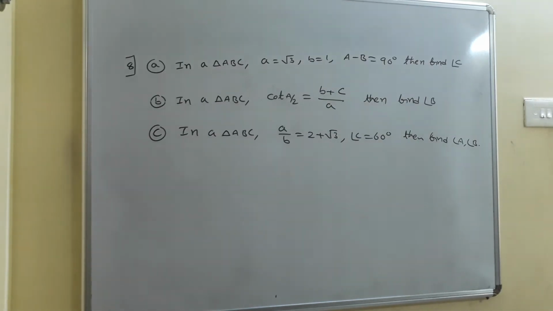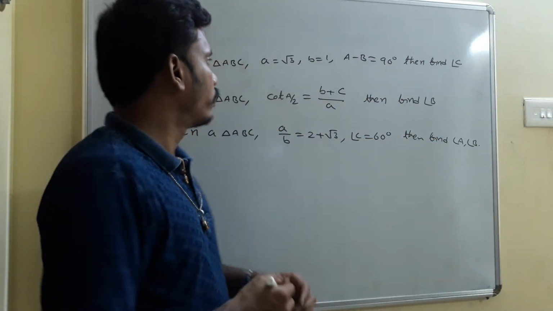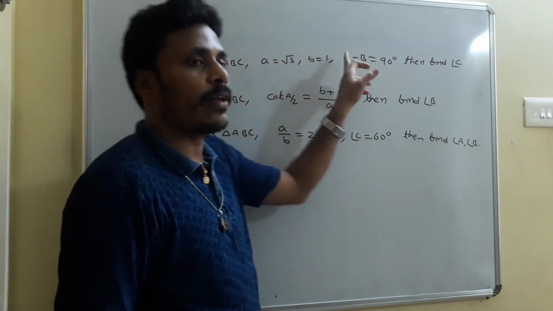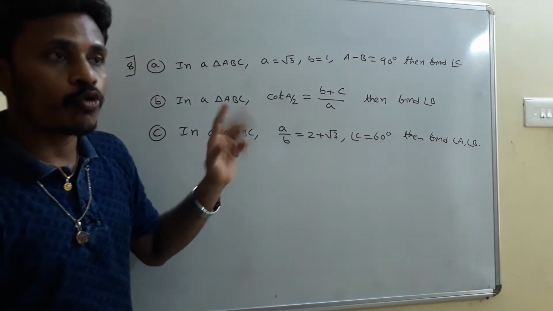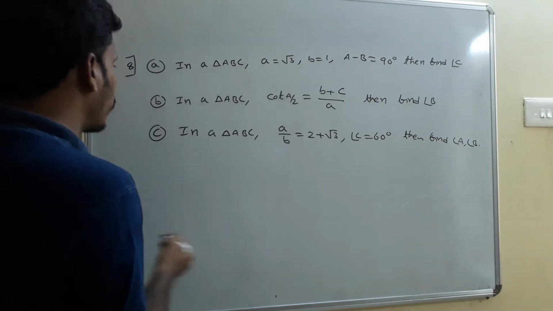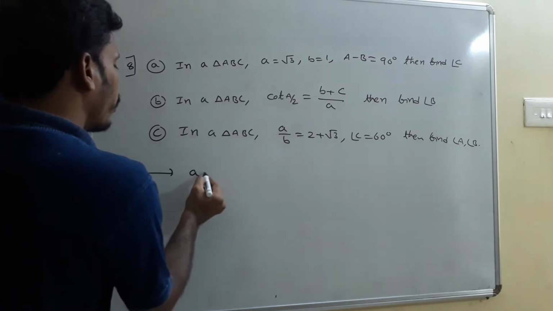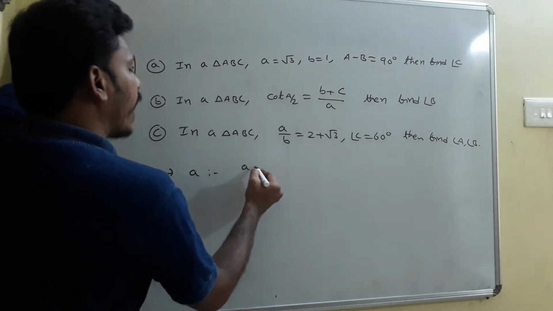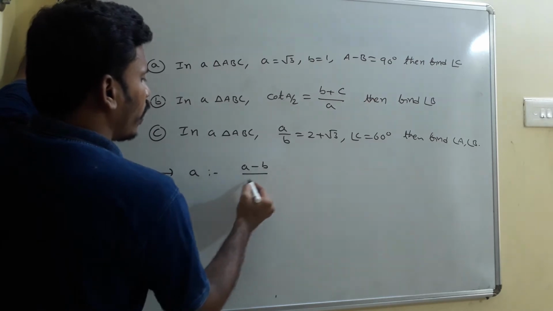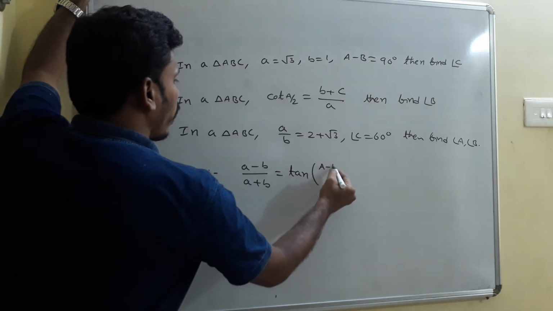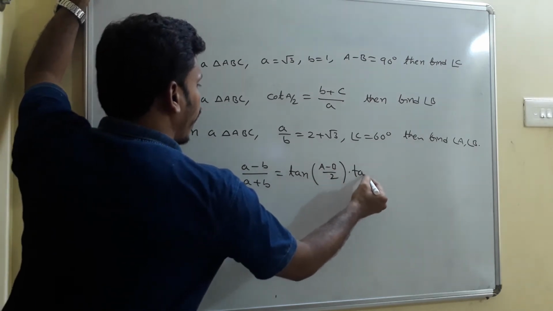Yeah, just look at those problems one by one. I will solve. Okay. First one. See, the first problem. In a triangle ABC, A is given, B is given, A minus B is given, and they are asking us to find angle C. Right. So see, A, B, A minus B, everything is involved. Angle C we need to find. So for this, we need to use the tangent rule: a minus b by a plus b is equal to tan of (a minus b) by 2 into tan c by 2.